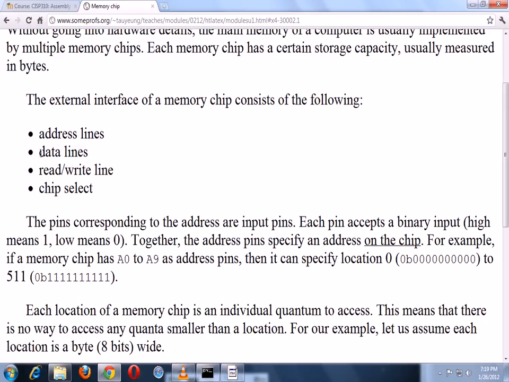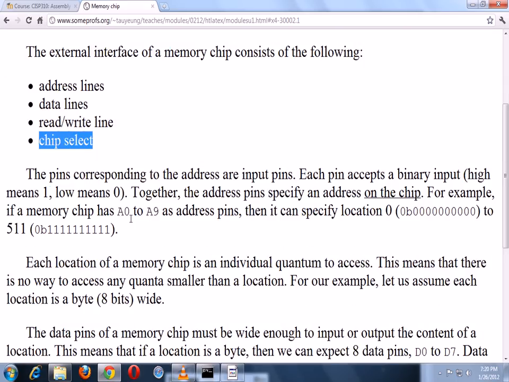It has a whole bunch of lines, or a bunch of pins, corresponding to data lines. It has one single pin dedicated to read-write control, and then it has one additional pin called chip select. Okay, so all of these are kind of foreign, and we have no idea what they mean. But we'll describe the functions of all those lines and all those pins later.